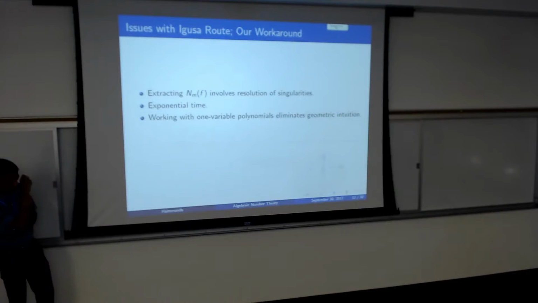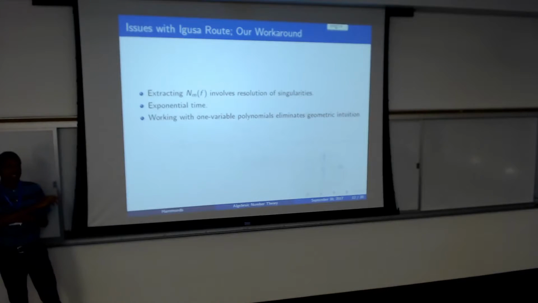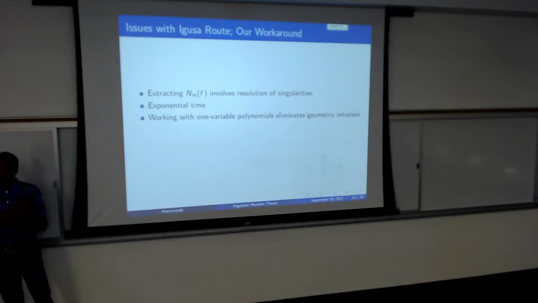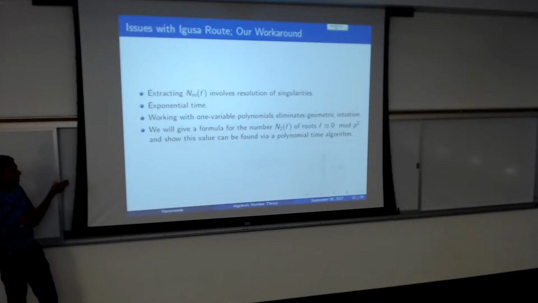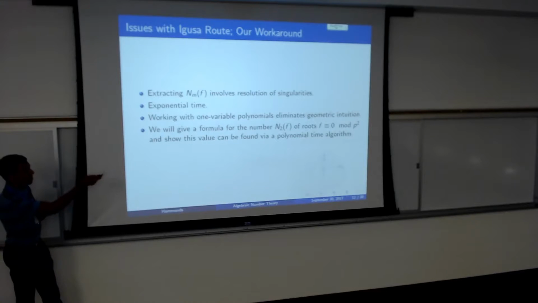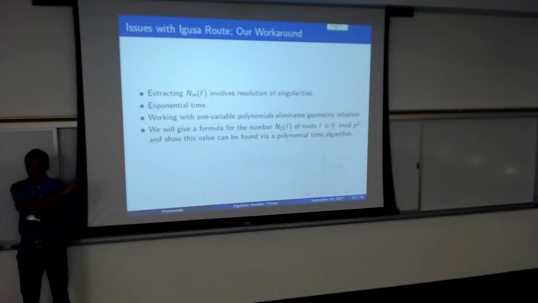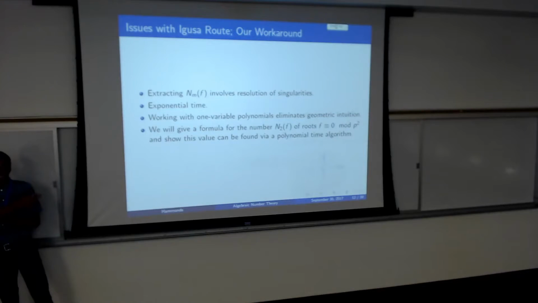Some troubles: in talking about the history, we've seen that a lot of these mathematicians used geometry to develop some intuition about these problems and help them solve them. But working with a one variable polynomial eliminates some of that geometric intuition. So the main point of all this is that we'll give a formula for the number of roots of f equals 0 mod p squared. That's the second term in the generating series. And we'll show that it can be found by a polynomial time algorithm. And when you're talking number theory, that's good.